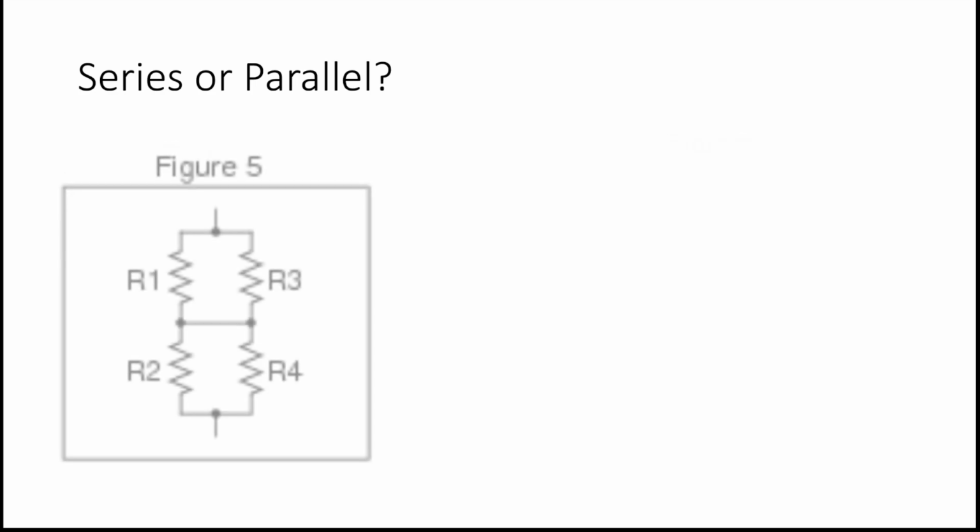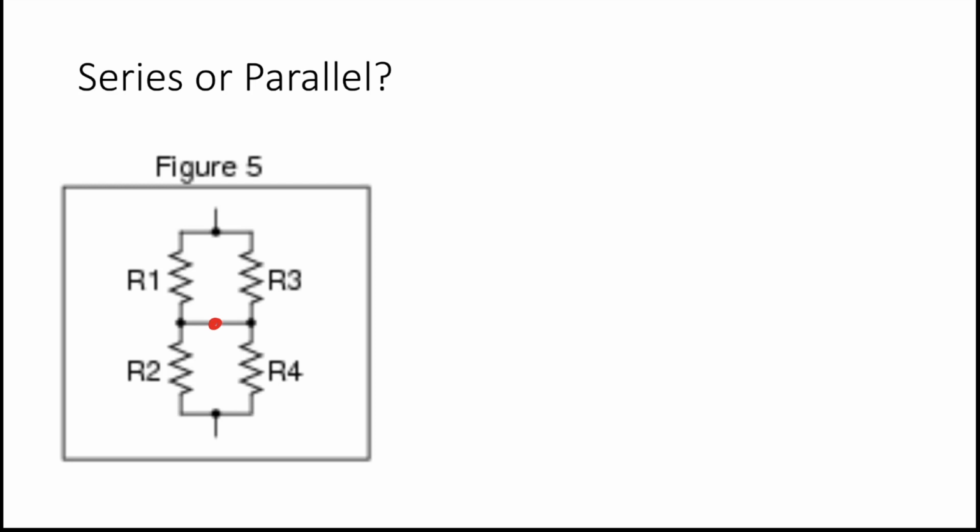And for our last two examples, we see figure 5. We can see that current comes down. It either goes through resistor 1 or it goes through resistor 3. So that means that resistor 1 and 3 are in parallel with each other. And then as it comes down, there's nothing here except a wire. So what this really means is that this just acts as a single point.